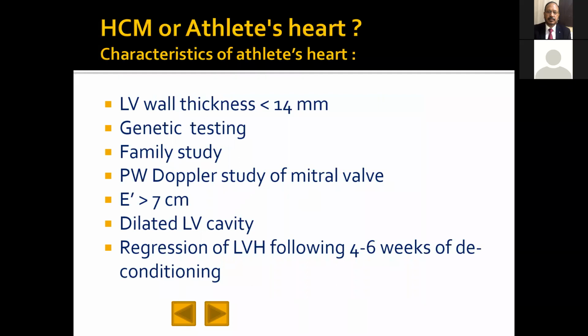Very frequently, young athletes come for cardiac evaluation, and one has to tell the parents whether this is athlete's heart or hypertrophic cardiomyopathy. These are the characteristics of athlete's heart. LV wall thickness less than 14 millimeters. Genetic testing will solve the problem. Family study, look for hypertrophic cardiomyopathy in other relatives. PW Doppler of the mitral valve should be normal in athletes. The E prime should be more than 7 centimeters. Dilated LV cavity. And finally, regression of the left ventricular hypertrophy following 4 to 6 weeks of deconditioning.